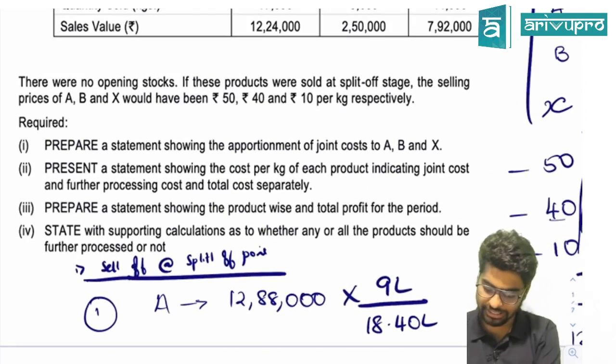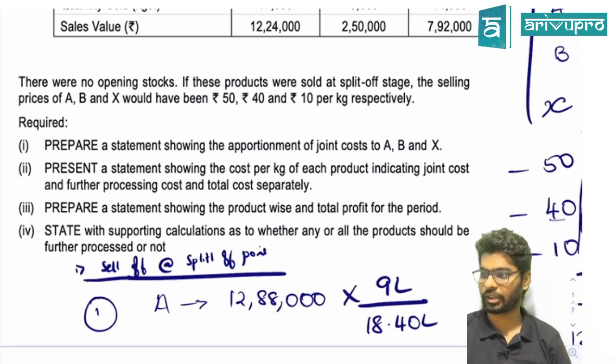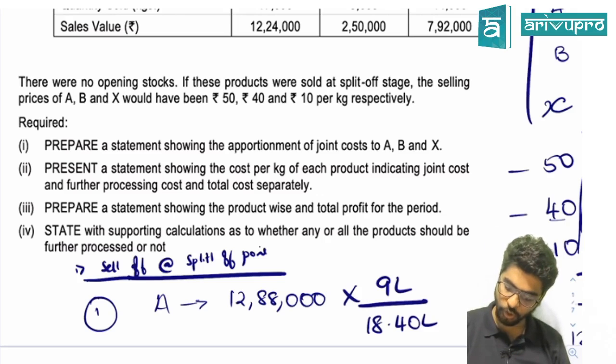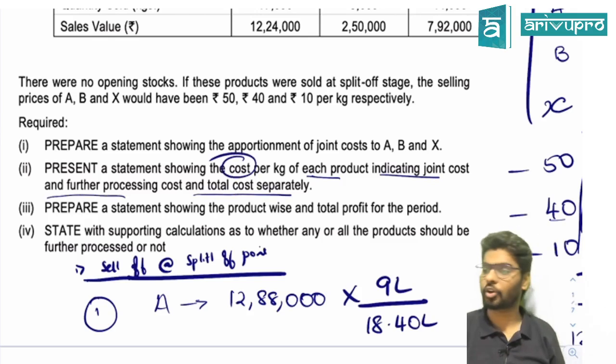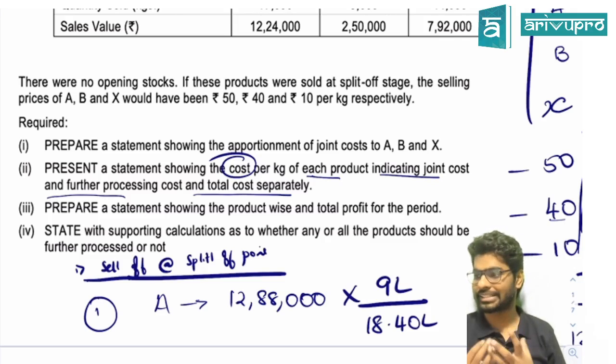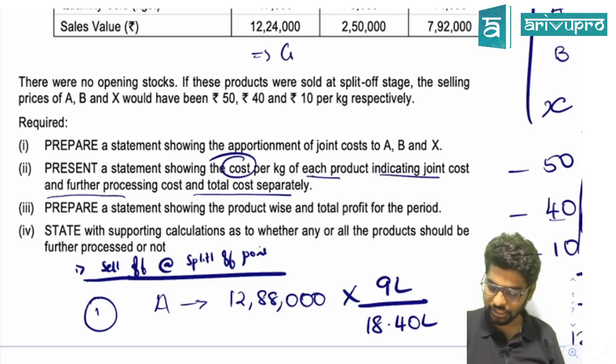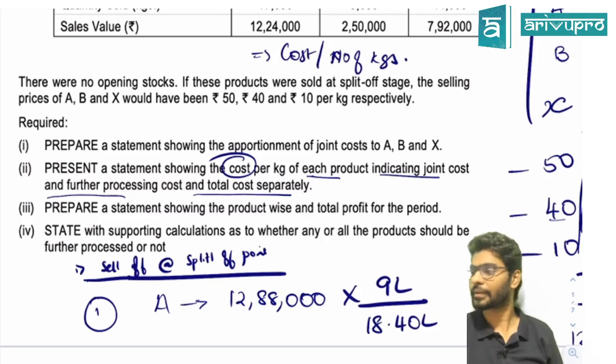Now, they are saying the second one, they want you to do it showing a cost per kg of each product indicating joint cost and further processing cost and the joint cost separately. How do you estimate cost per kg is the question. Guys, how do you estimate cost per kg? Cost per kg is estimated by doing what? My cost incurred divided by the number of kgs. Yes or no?